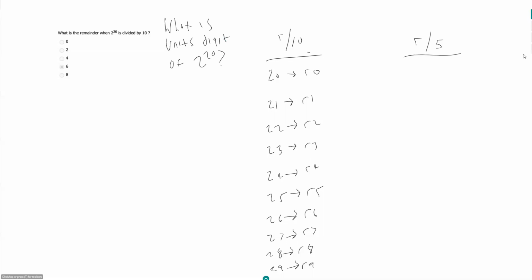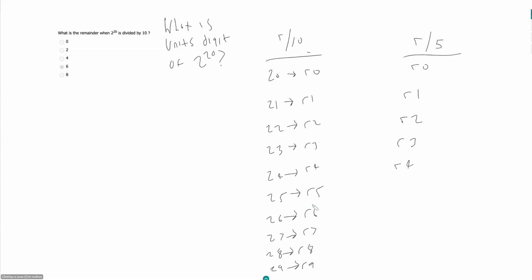Now, I was talking about remainder when you divide by 5, not that it's relevant here, but it follows a similar pattern. So what will happen when we divide by 5? If we use our same numbers, 20 divided by 5 is going to give you a remainder of 0, and then 21 will give you a remainder 1, and 22 will give you a remainder 2, remainder 3, and then 24 will give you a remainder of 4. So up until now, the pattern is the same as when we're dividing by 10.